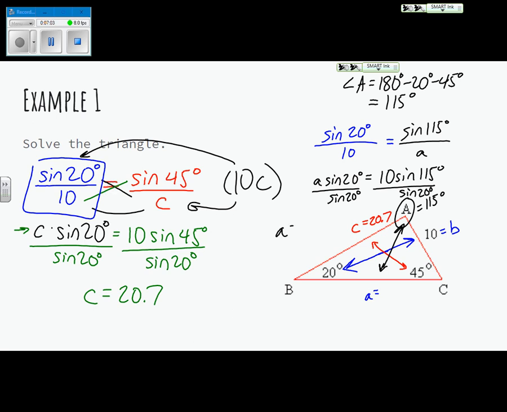And I get a is equal to, and notice I'm just typing everything in my calculator at the end. That way I do not get a rounded answer of a rounded answer of a rounded answer that just keeps going. Okay, so I'm just going to hit 10 times sine of 115 and then divide that by sine of 20. We'll do 26.5 on that is what I got. We have answers flying all over the place on this, all right?